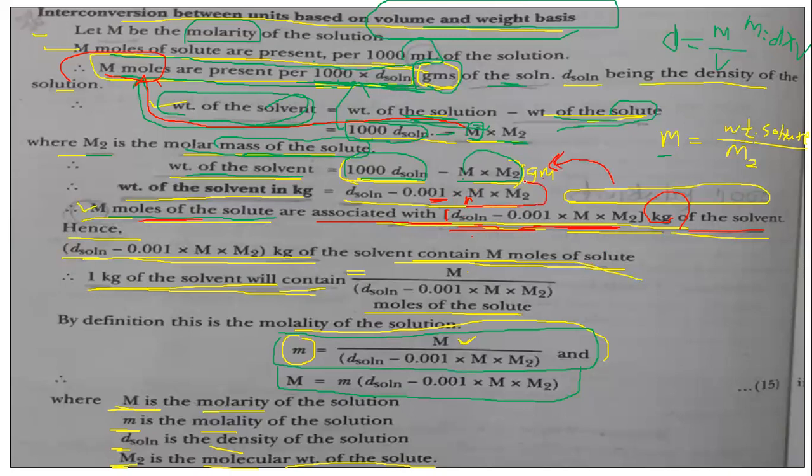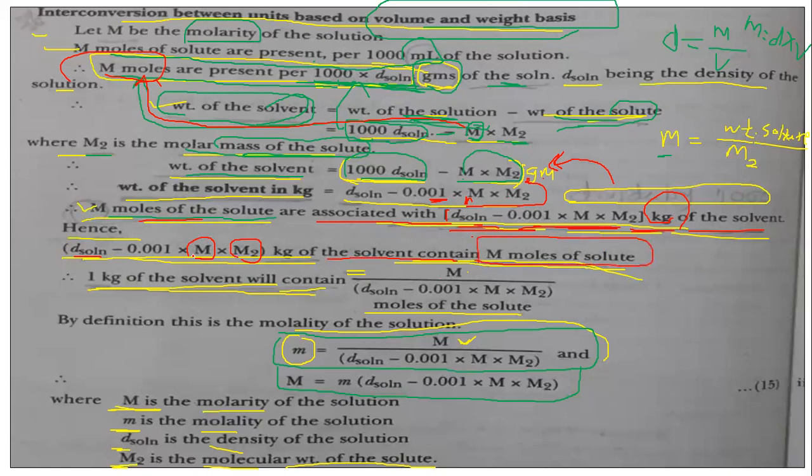Here it is, 1000. That will get in the form of kg. That is a common conversion. So here it is, density of solution minus 0.001 into moles of solute into molar mass of solute, kg. So here it is, kg of solvent contains m moles of solute.